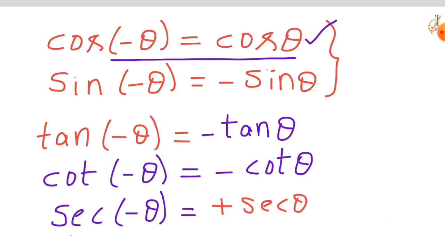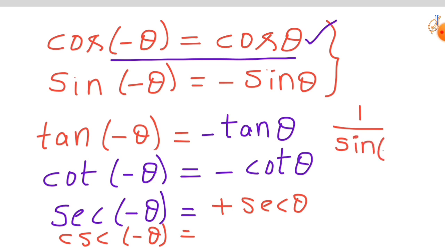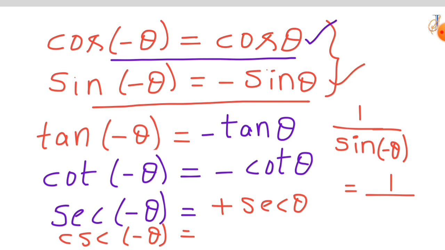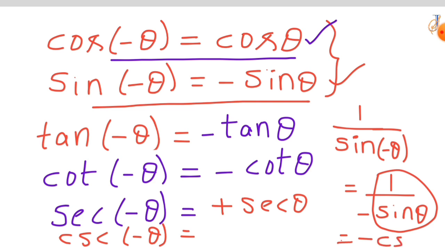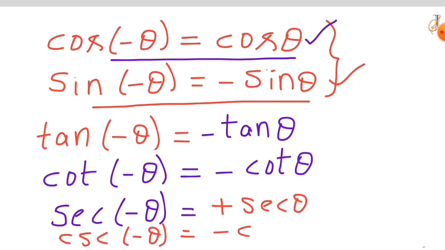Now we see cosecant of minus theta. Cosecant of minus theta we can write this as 1 upon sin theta. That is inverse of sin. Cosecant is inverse of sin. So that's why we write 1 upon sine of minus theta. So we can write this 1 upon sine of minus theta, the value is minus sine theta. So minus sine theta. So we can write this minus of cosecant theta. So cosecant of minus theta, that is minus of cosecant theta.